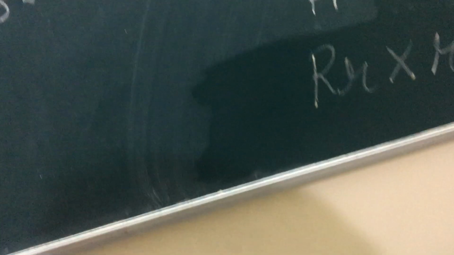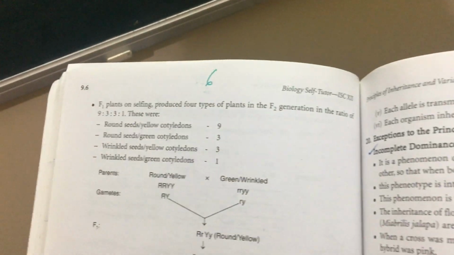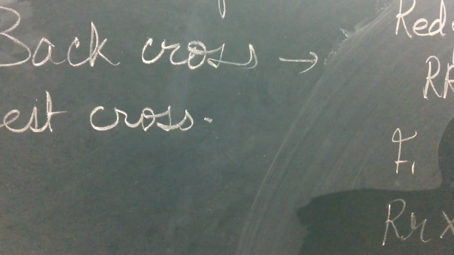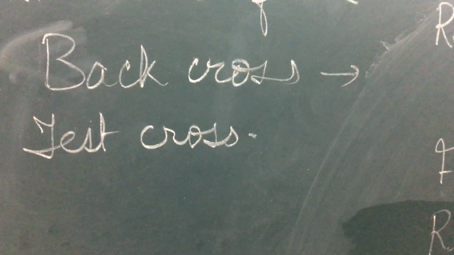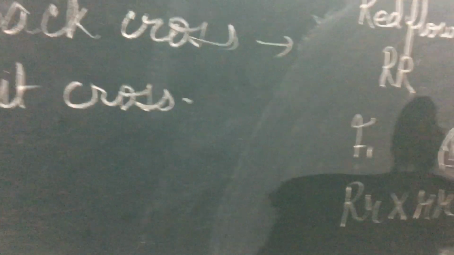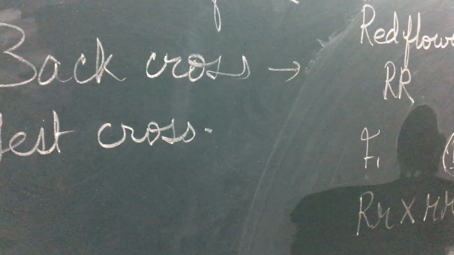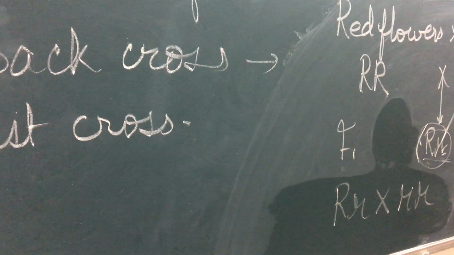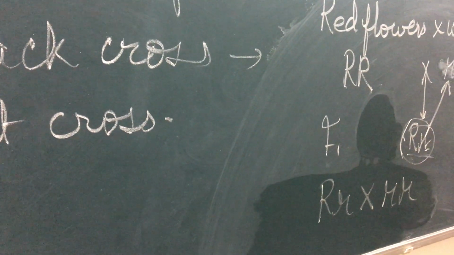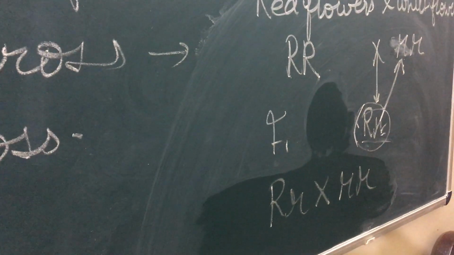Okay? Then we come to a few more examples, and examples are given in the book also. We come to another exception. Mendel has given 3 laws: law of dominance, law of segregation, law of independent assortment. These 3 laws are the basis of genetics. But as biology is the subject of exceptions, there are exceptions also. So those exceptions I am going to explain. Number 1 is incomplete dominance.